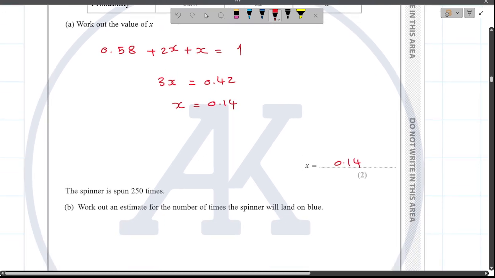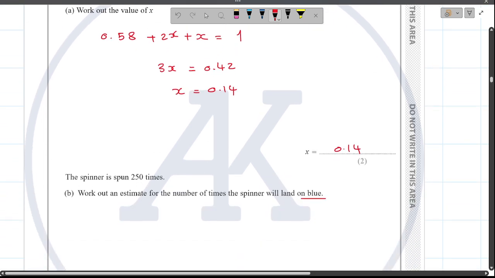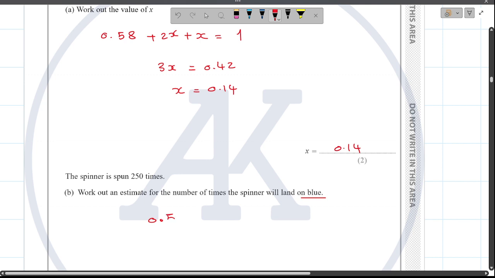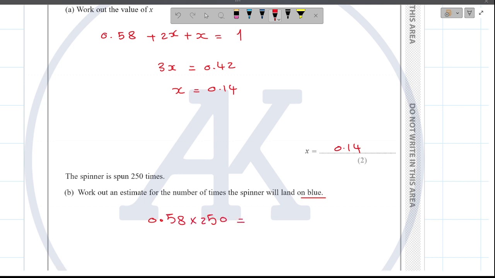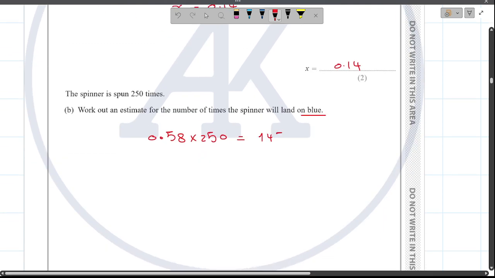Then the spinner is spun 250 times. Work out an estimate of the number of spins it lands on blue. So we have blue, 0.58 multiplied by 250, which is equal to 145.